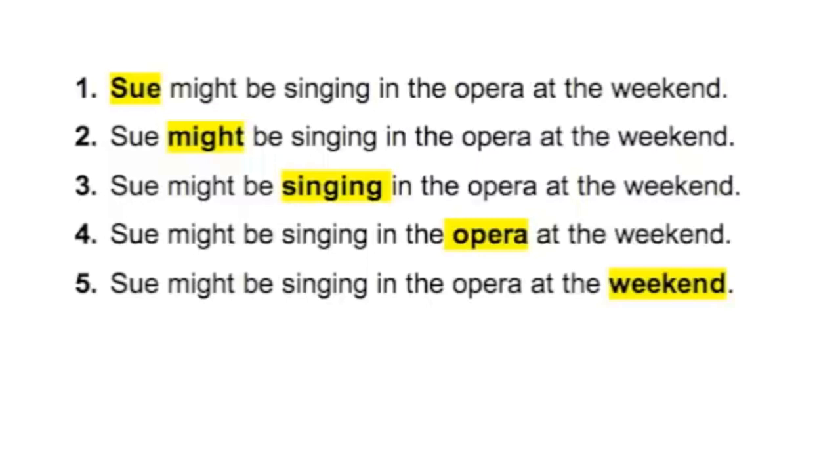Sentence number 2. Let's put the emphasis on the modal verb, might. It's only a possibility. It's not definite. It's not will. Sue might be singing in the opera at the weekend. Sue might be singing in the opera at the weekend.